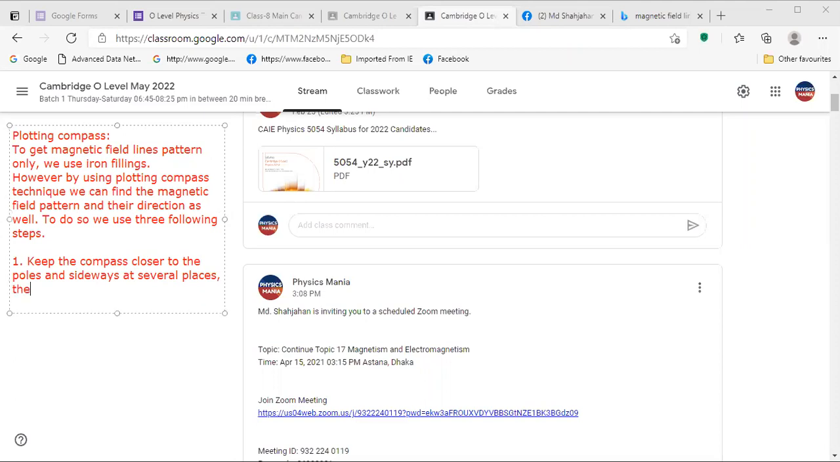Then observe the direction of the compass's north pole.